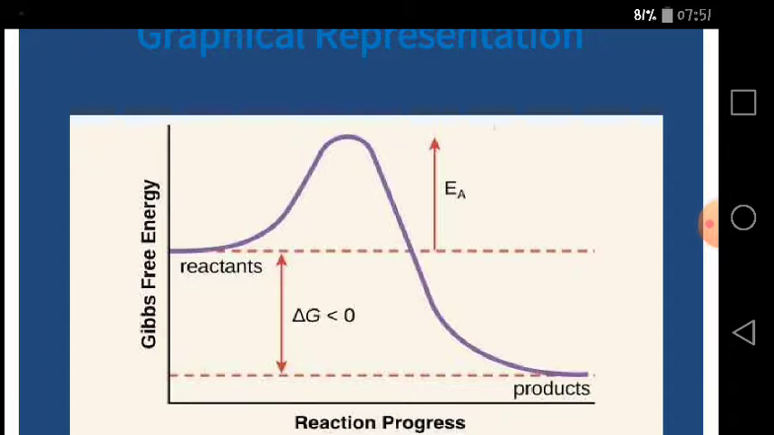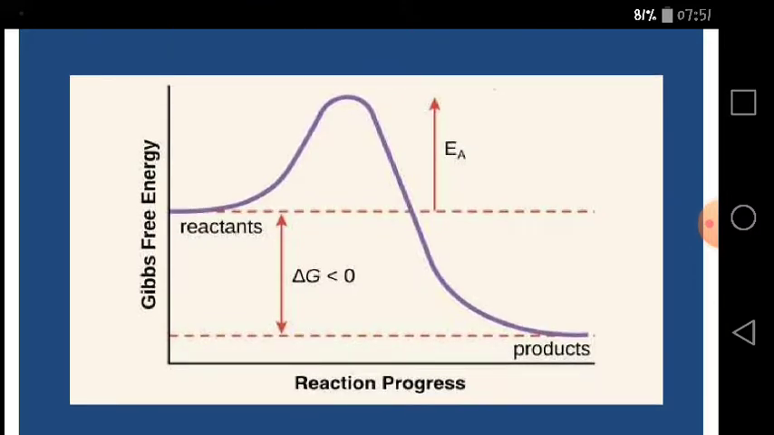Dear students, this small amount of energy is called activation energy, and this is the minimum energy needed to start a chemical reaction. So activation energy is the amount of energy which is needed to start a chemical reaction, and that is the difference between the energy of the reactants and products.